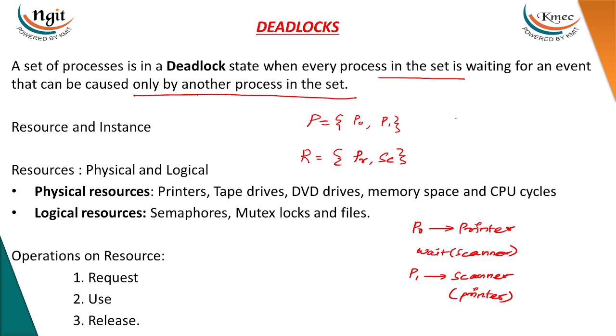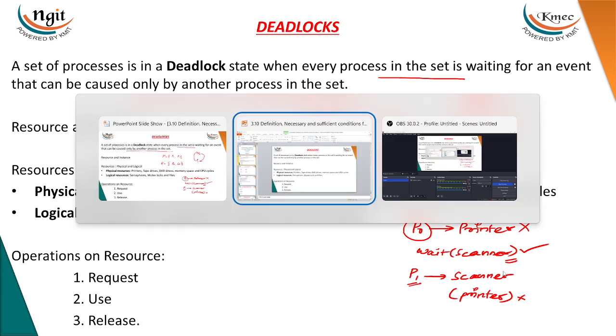If you draw a wait-for graph, P0 is holding the printer and waiting for P1 to release the scanner, because P1 is holding the scanner and waiting for P0 to release the printer. There is a cycle. Until P0 gets the scanner, P0 does not release the printer. And until P1 gets the printer, P1 does not release the scanner.